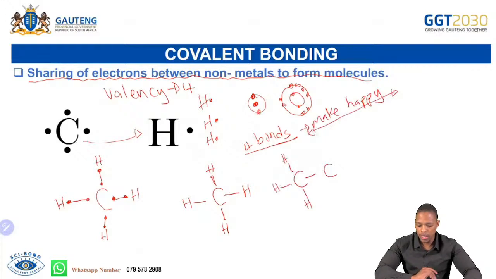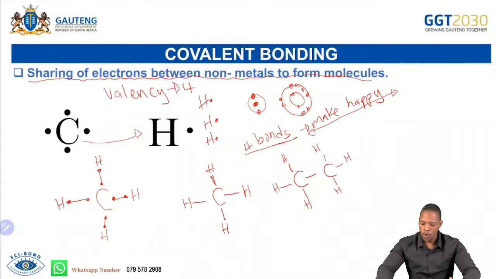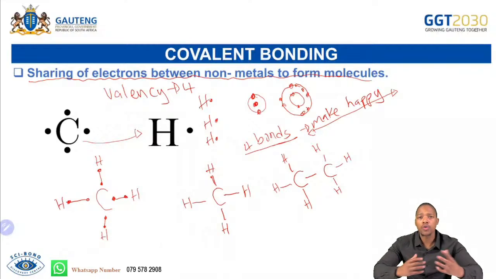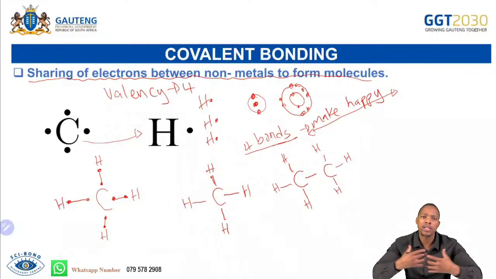So that he's going to have 4 bonds, right? Then the other carbon can also do his own interaction with other hydrogens and say, I will need 3 more hydrogens, then I will be happy. So that shows us that carbon can also form bonds with other carbons. That's how we actually get the carbon chains that we were talking about.